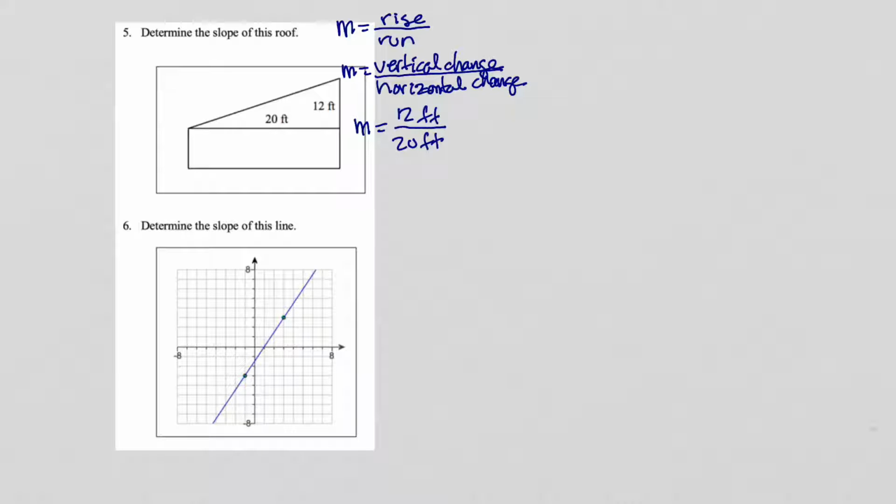Now we're almost there. I can see now that the feet are going to cancel, and then we can reduce 12 over 20. So M is equal to, now 4 divides each one of these, 3/5. So the slope of this roof is 3/5.